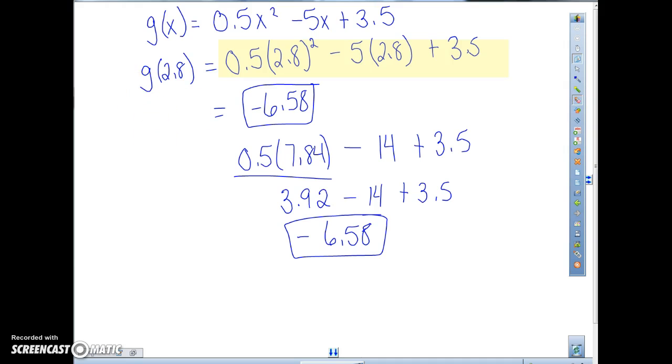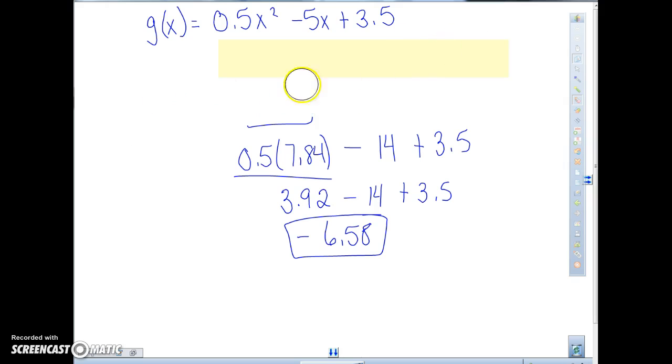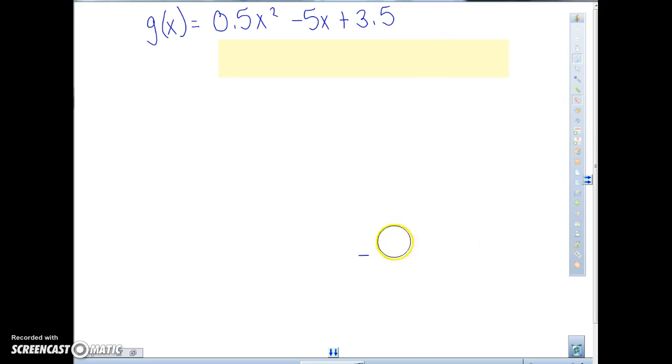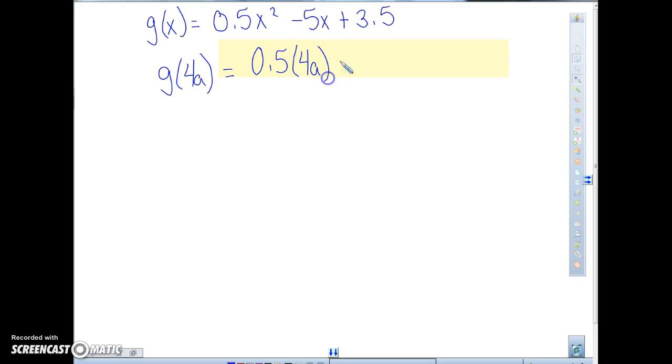And let's include some letters with this one. Okay. And so I want you to use this function notation with g evaluated at 4a. So everywhere there's an x, we're now going to put 4a. So 0.5 times 4a squared minus 5 times 4a plus 3.5.